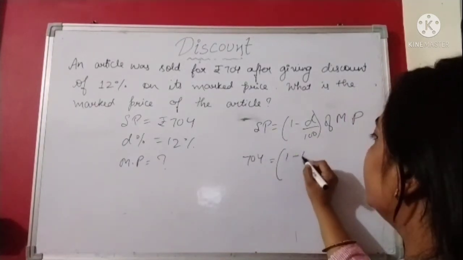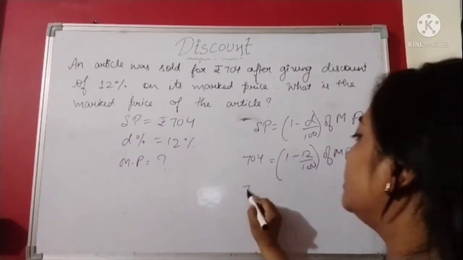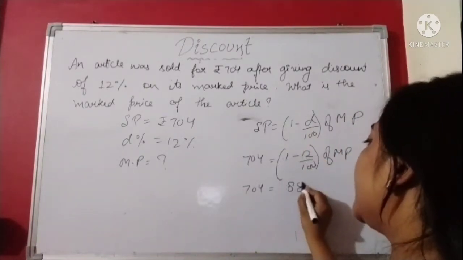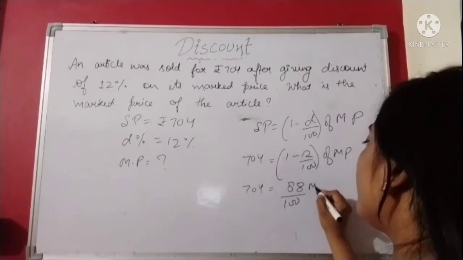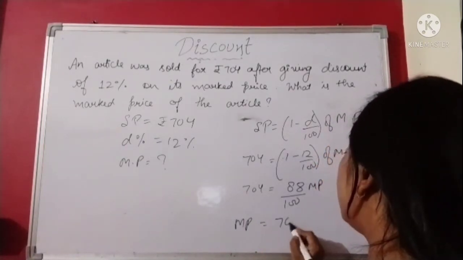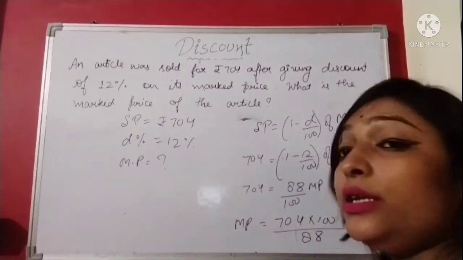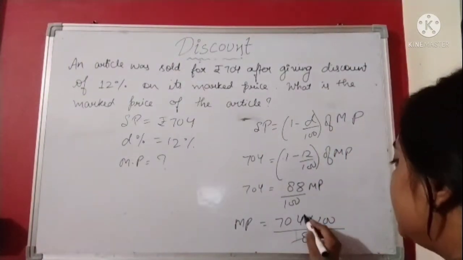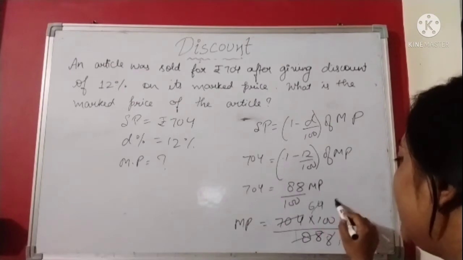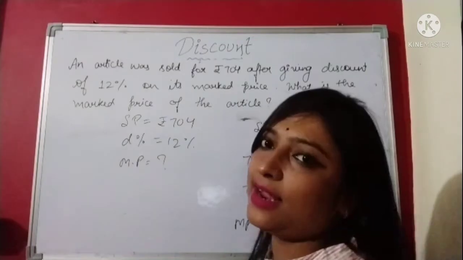1 minus 12 upon 100 of MP, right? So further we will solve and we will get 100 minus 12, which is 88 upon 100 of MP. Now only MP is unknown. We will substitute this value 704 into 100 upon 88. We are going to just simplify. 11 8s are 88, 8 8s are 64, and 8 1s are 8, so MP, that means marked price, is rupees 800.